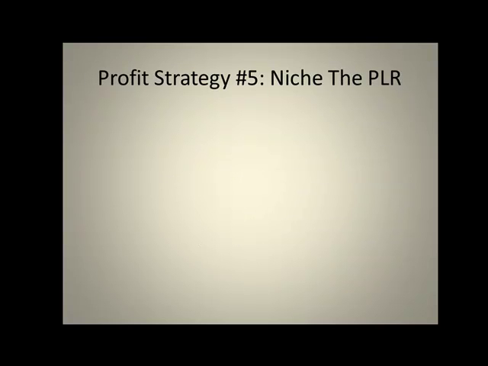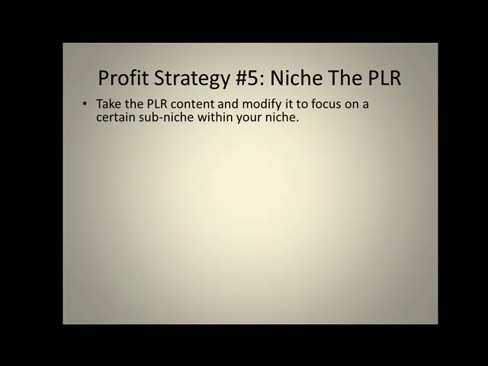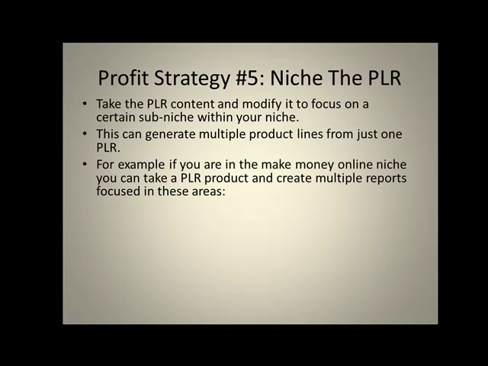Profit strategy number 5 is called niching the PLR. This is where you take the PLR content and modify it to focus on a certain sub niche within your niche market. This can generate multiple product lines from just one private label rights material. And I'll give some examples here. For example, if you are in the make money online niche, you could take a PLR product and create multiple reports focused in these areas.